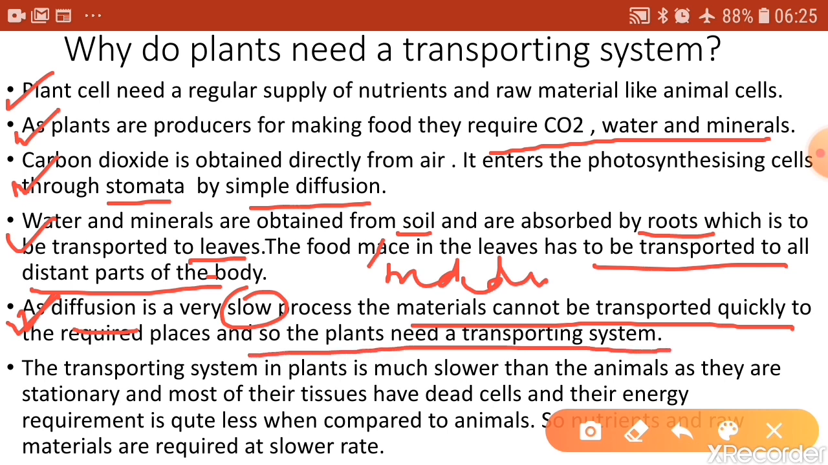This transporting system is much slower in plants than in animals. The plants have a slower transporting system as their requirement is quite less when compared to that of the animals. So the nutrients and other requirements are required by the plants at a much slower rate. As the energy requirement of the plants is quite less, they have a much slower system of transportation when compared to that of the animals.